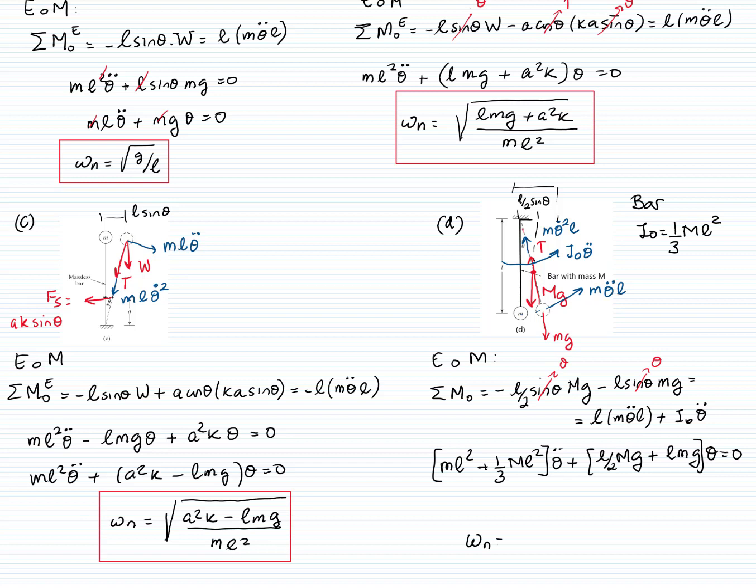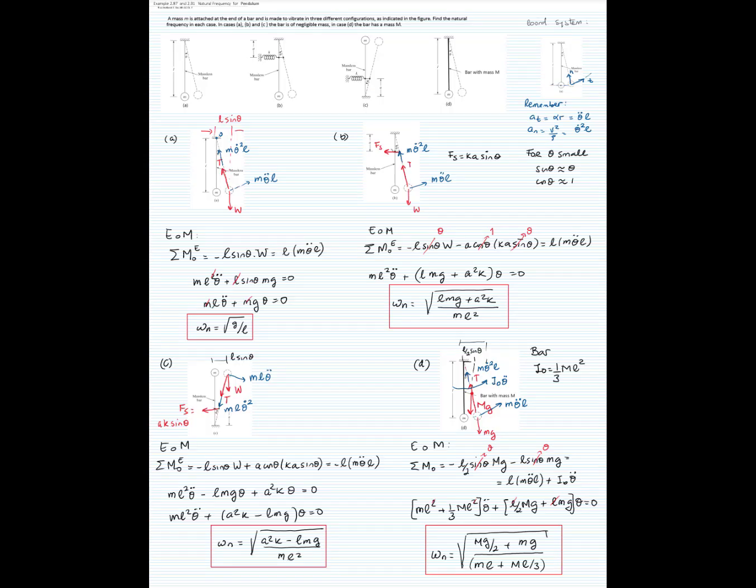And the natural frequency will be the square root of whatever is our equivalent constant of the spring, which goes beside theta, divided by our equivalent mass, which is the term that goes with the angular acceleration. We were able to find the natural frequency of this pendulum that has a bar with mass. We were able then to find the natural frequency of four different configurations of pendulums.